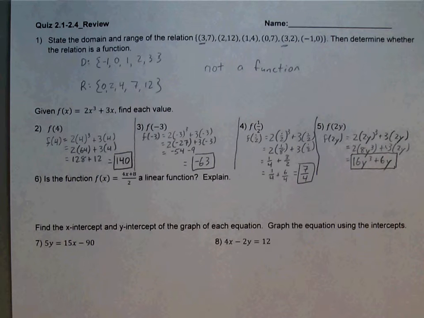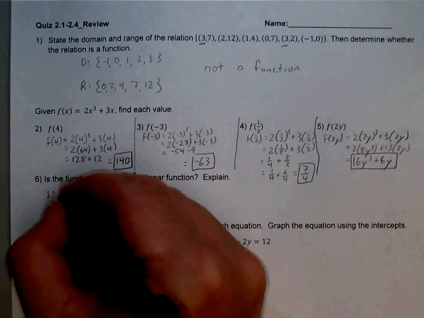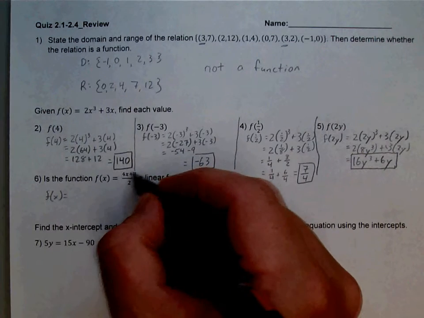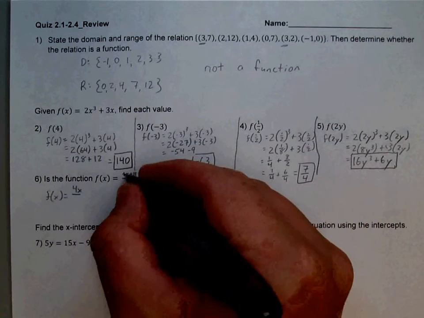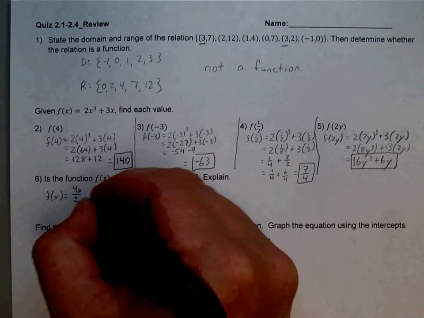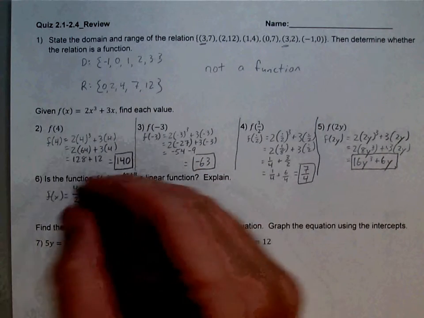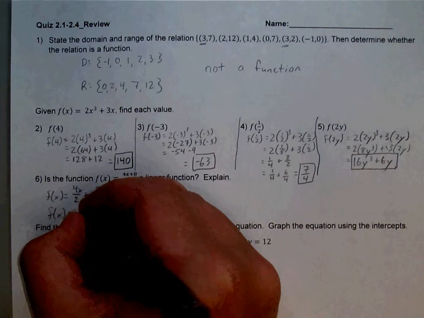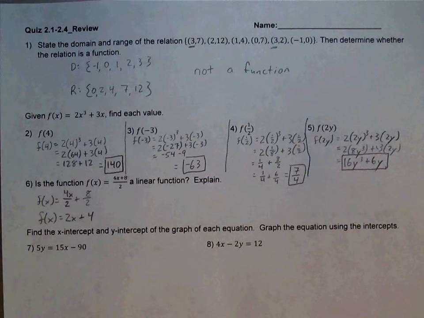Number 6, is that linear? We need to explain. So 4x plus 8 all over 2, it's one big fraction. So first thing I would do is split those into multiple fractions. So in the numerator there's 2 terms, there's 4x and there's 8. You can turn those into 2 separate fractions. So leave it over the denominator, so 4x over 2 plus, and then the 8 over 2. And then both of those can be simplified. 4 over 2 is just 2, so that's a 2x plus, and then 8 over 2 is 4. So we have f of x equals 2x plus 4.